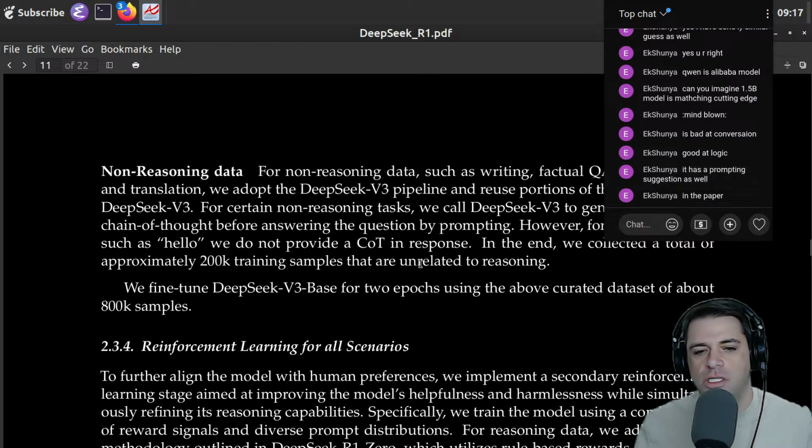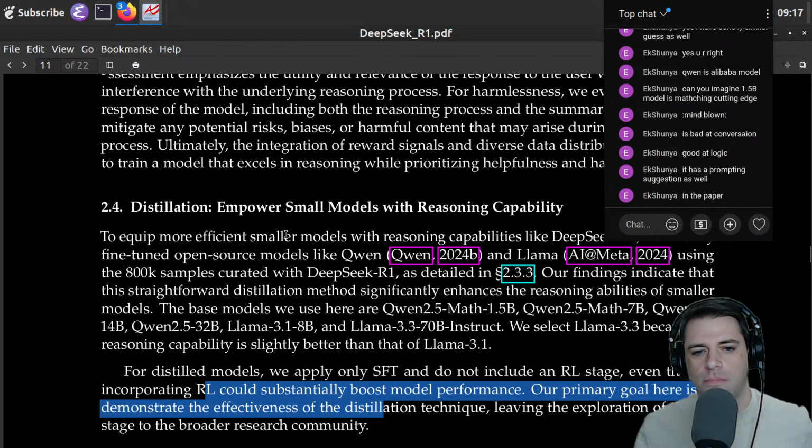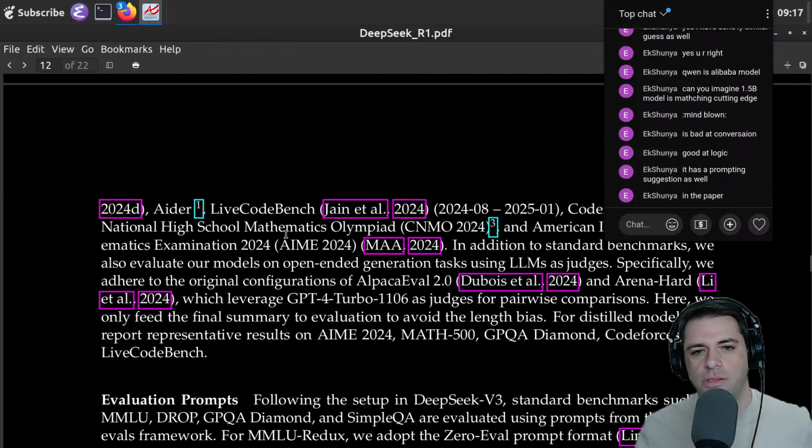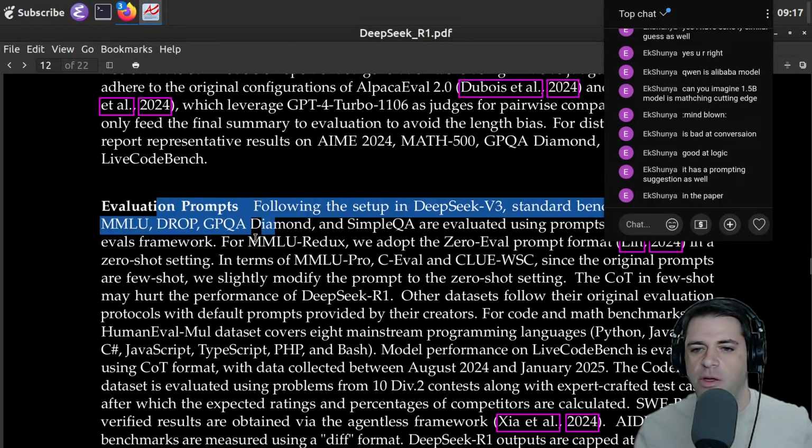It has a prompting suggestion in the paper. It's in this paper? Do you mean for the distilled models? So it has this evaluation prompt stuff.